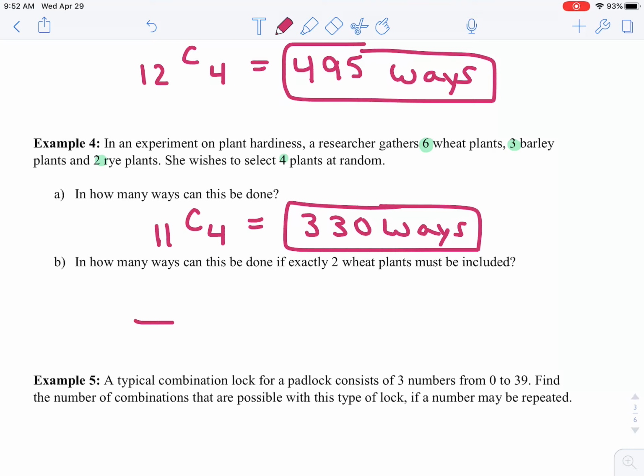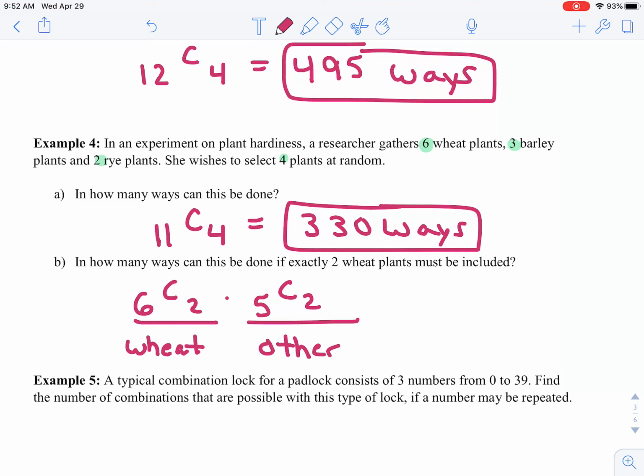Then the next one says, in how many ways can this be done if exactly 2 wheat plants must be chosen? So we got to figure out how many different ways I can pick the wheat plants. Well, there's 6 wheat to pick from, and I got to pick 2 of them. And then our others can be a mixture of the rest of the types that we have, which is rye and barley, and there's 5 total, and I'm going to pick 2 as well. And so this is fundamental counting principle with these together. It's how many ways this can happen, how many ways this could happen.